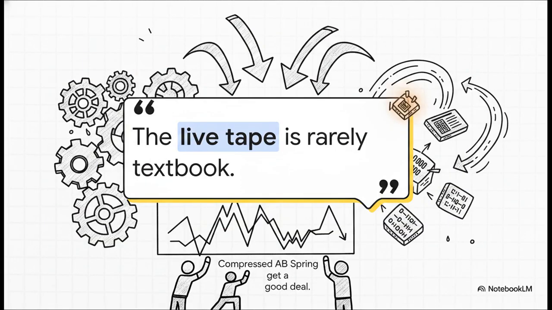And look, the reality is this. The live tape is rarely textbook. When major institutional algorithms are in a violent, desperate hurry to accumulate an asset, they simply cannot afford to let the price breathe. If they allow a deep pullback to happen, they are literally risking letting rival algorithms or even retail traders scoop up that asset at a massive discount. And they definitely don't want you getting a good deal. So instead of a pullback, they engineer something completely different.